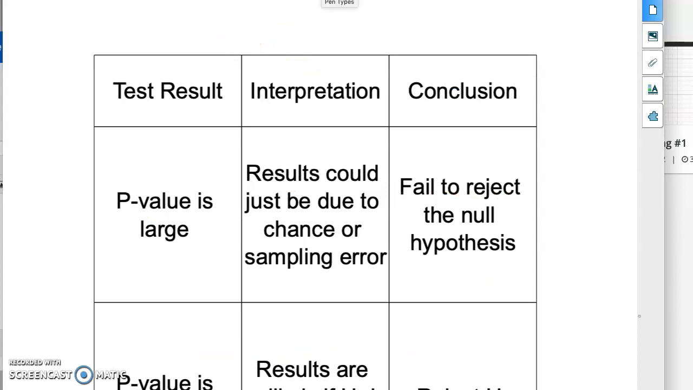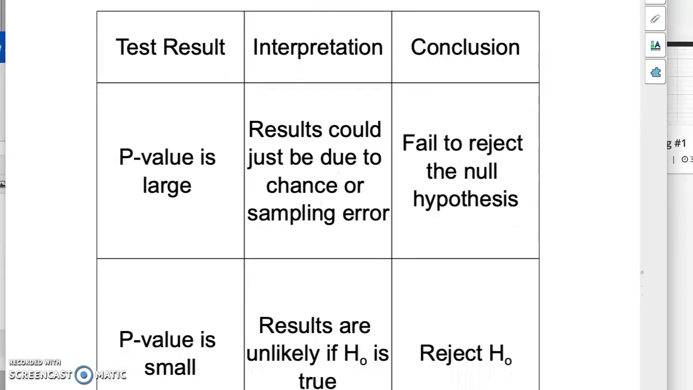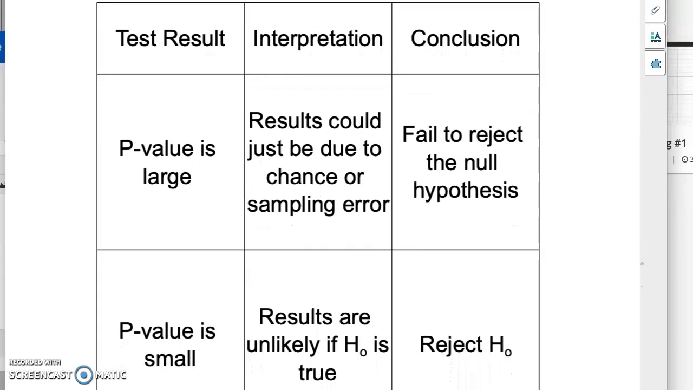All right, so let's take a look at this one. There's a lot of repetition in here, but hopefully it's helping because this is a little bit complicated. So here's the test result. We have a sample. We calculated the p-value. If the p-value is large, we say the results could just be due to chance or sampling error, and we fail to reject. If the p-value is small, the results are unlikely if H0 is in fact true, and therefore we reject H0.